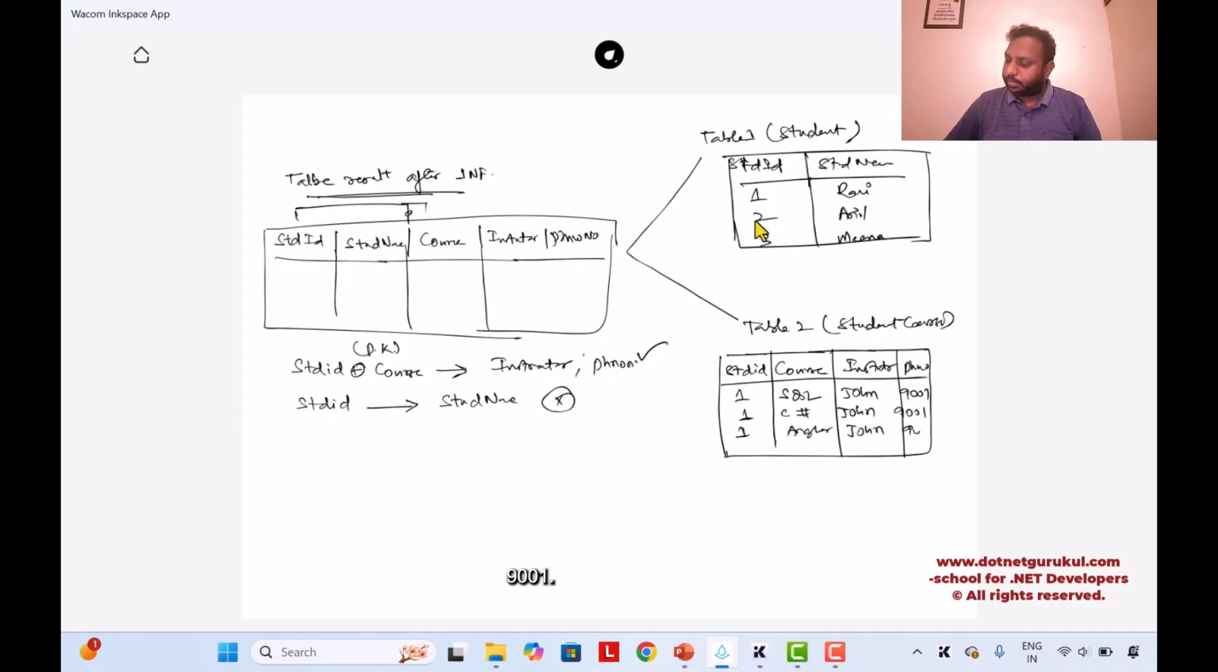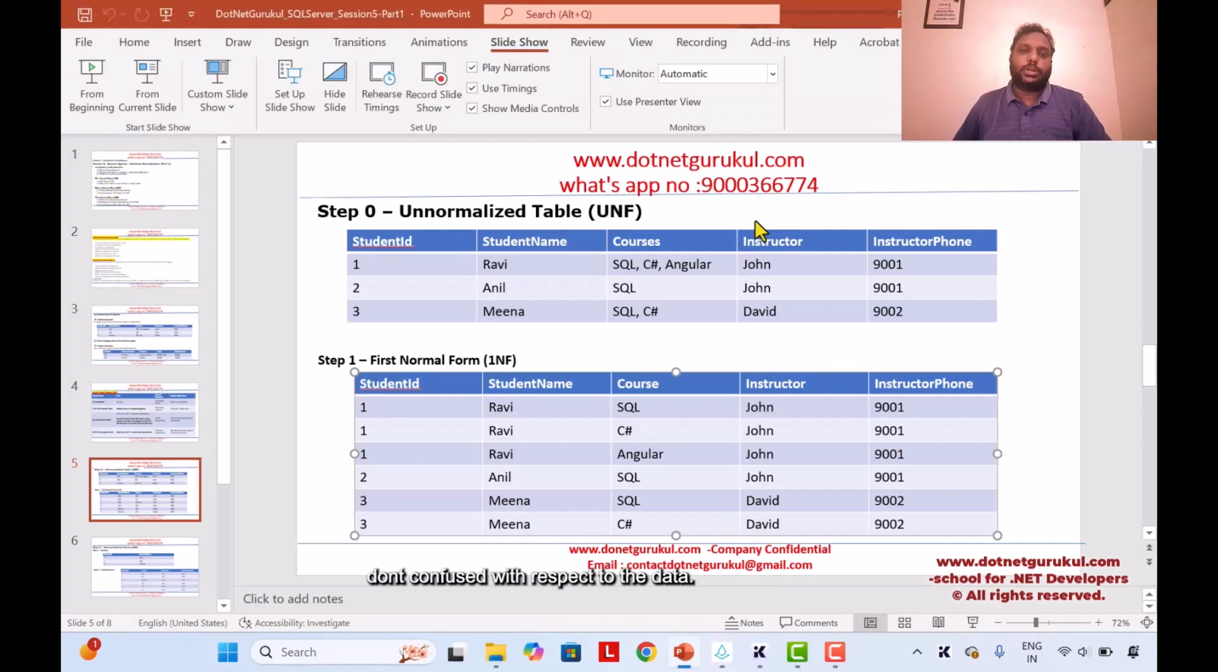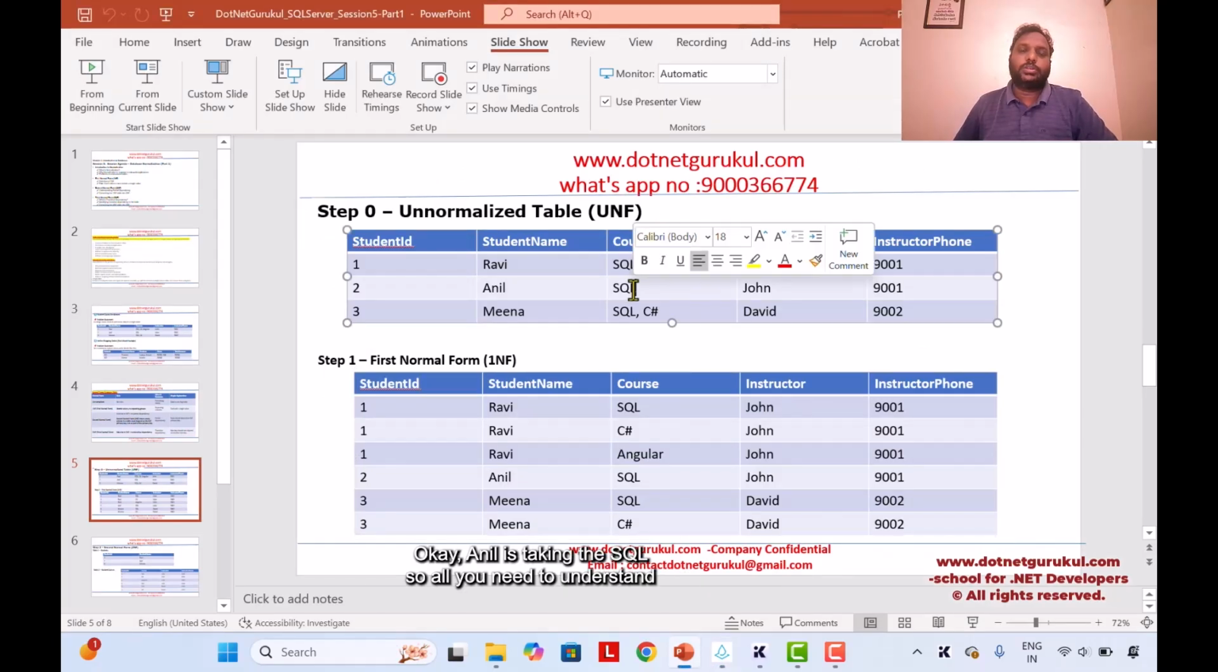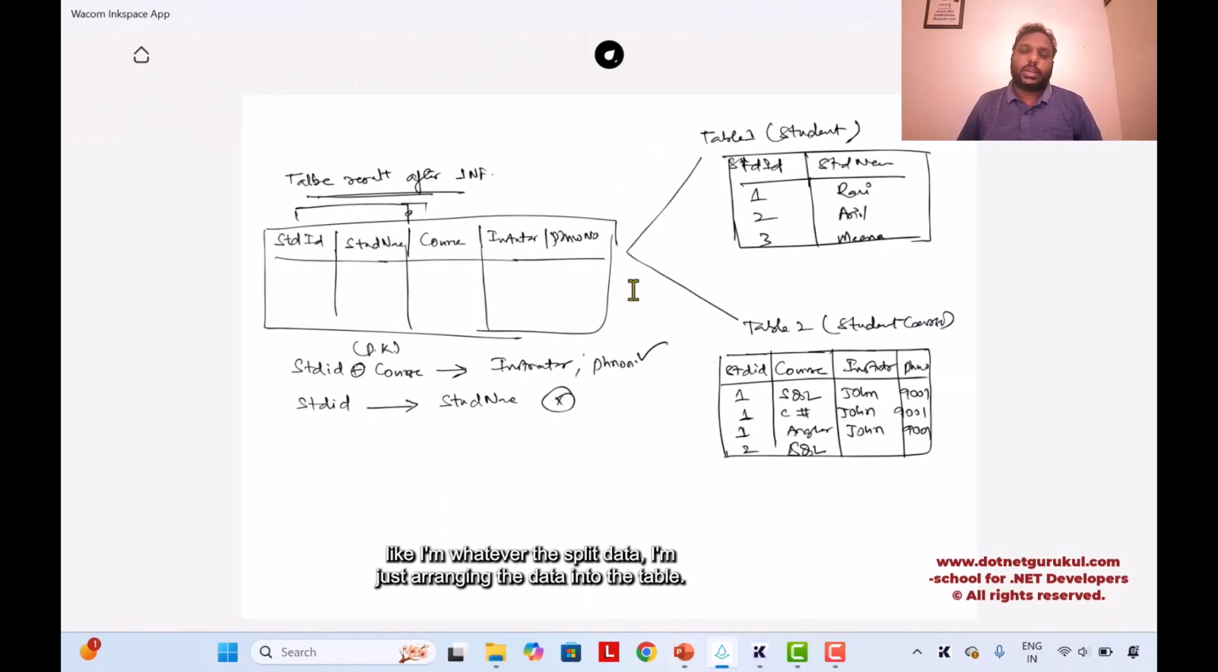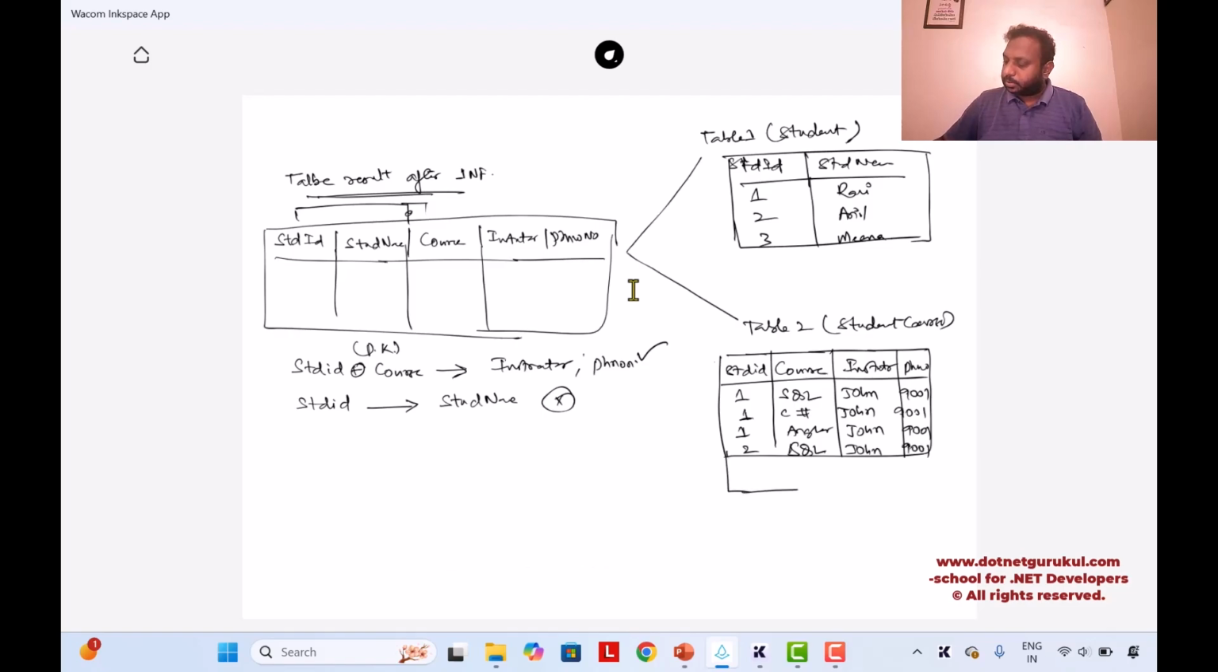John, 9001. Now with respect to Anil, he is having the SQL, right? He is taking SQL. Don't confuse with respect to the data. Okay, Anil is taking SQL. So all you need to understand is, whatever the split data, I'm just arranging it into table data again. Okay, so here John 9001. Similarly for Meena, we take SQL, C sharp.